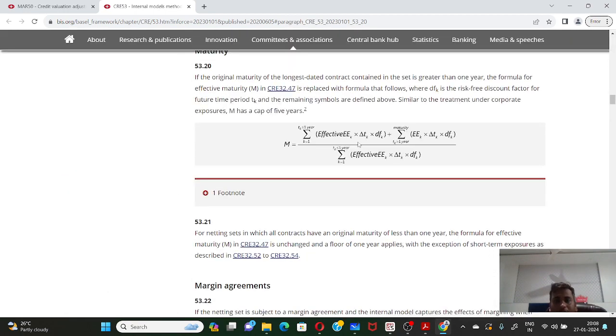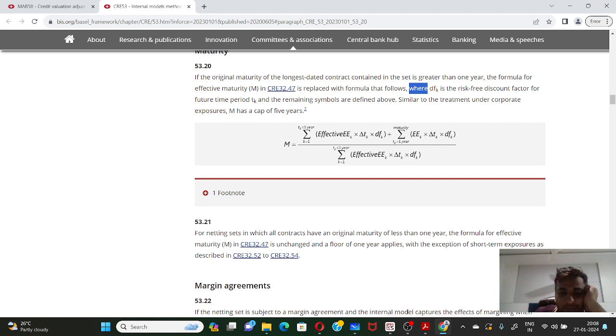Okay, so this is how it is computed. If the original maturity of the longest dated contract contained in the set is greater than 1 year, then the formula for effective maturity is as follows, where DFK is the risk-free discount factor for the future time period, and the remaining symbols are as defined above. We'll see this, but in short, there is a certain formula for it. Something less than 1 year has a certain formula or maybe a constant, and something more than 1 year has this formula. So you have effective exposure and all of that, and it's defined in detail.